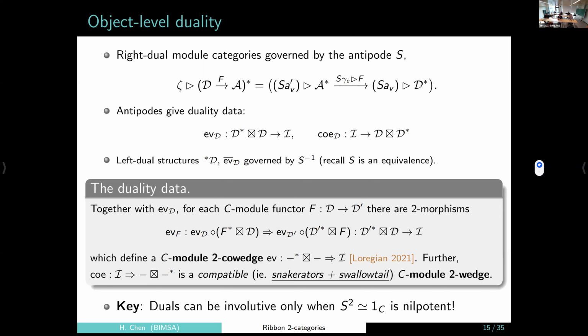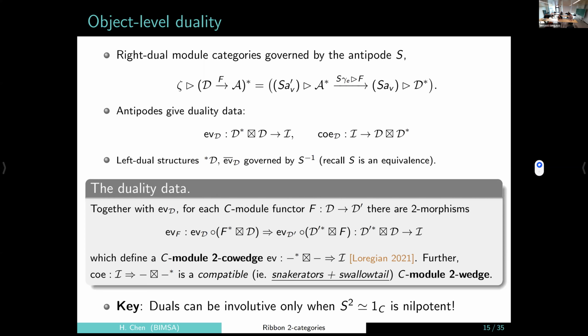snake equation, for the evaluation and co-evaluation. But now you have a non-trivial invertible natural transformation, which homotopes between this and the identity. That's why they're called snake operators. And there are coherence conditions on the snake operators called the swallowtail equations. It's something you can write down. It's a big diagram, but something you can do.